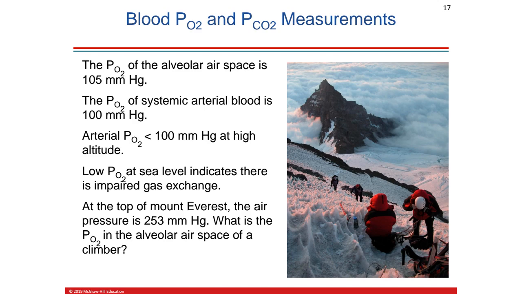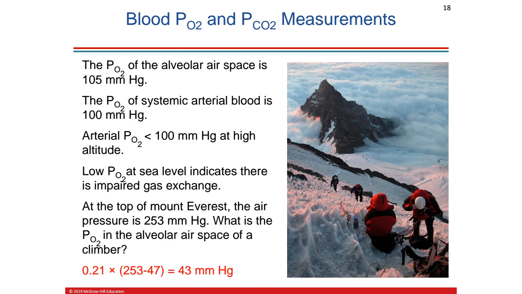Okay, let's test our understanding of partial pressure. At the top of Mount Everest, the air pressure is 253 millimeters of mercury, so that's the total atmospheric pressure. What is the PO2 in the alveolar airspace of a climber?